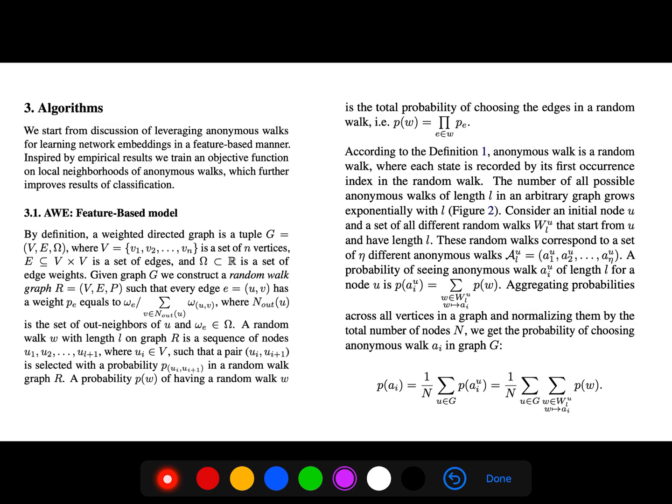They usually use it for local structure, not for global, because for global structure representation, we have different, easier methods to compute, which is, for example, the power of the adjacency matrix or random graph features, and very interesting things that we can do. This is a feature-based model, AWE, here. And they aggregate probabilities across all vertices in a graph and normalize them by the total number of nodes.